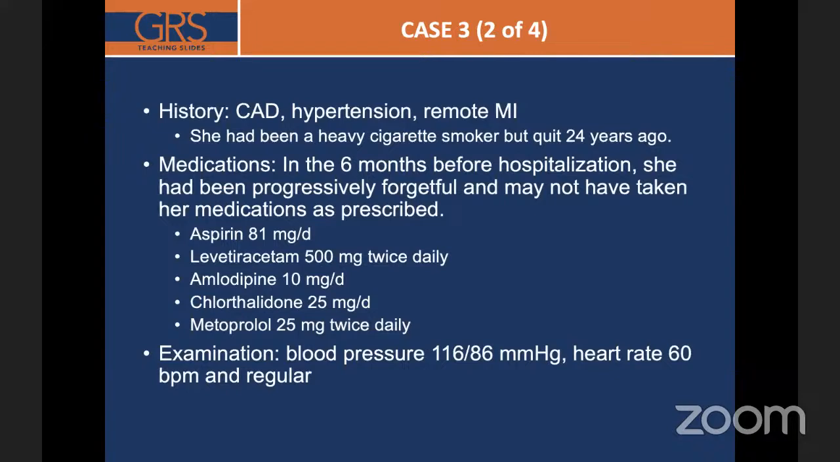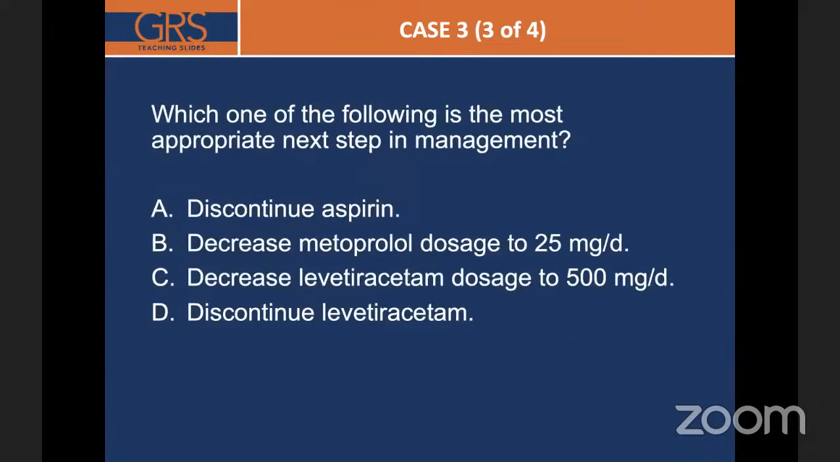Her medication list is aspirin, levetiracetam, amlodipine, chlorthalidone, and metoprolol. During her examination, her blood pressure was 116 over 86, and her heart rate was 60 beats per minute and regular. So the question is, which one of the following is the most appropriate next step in management?